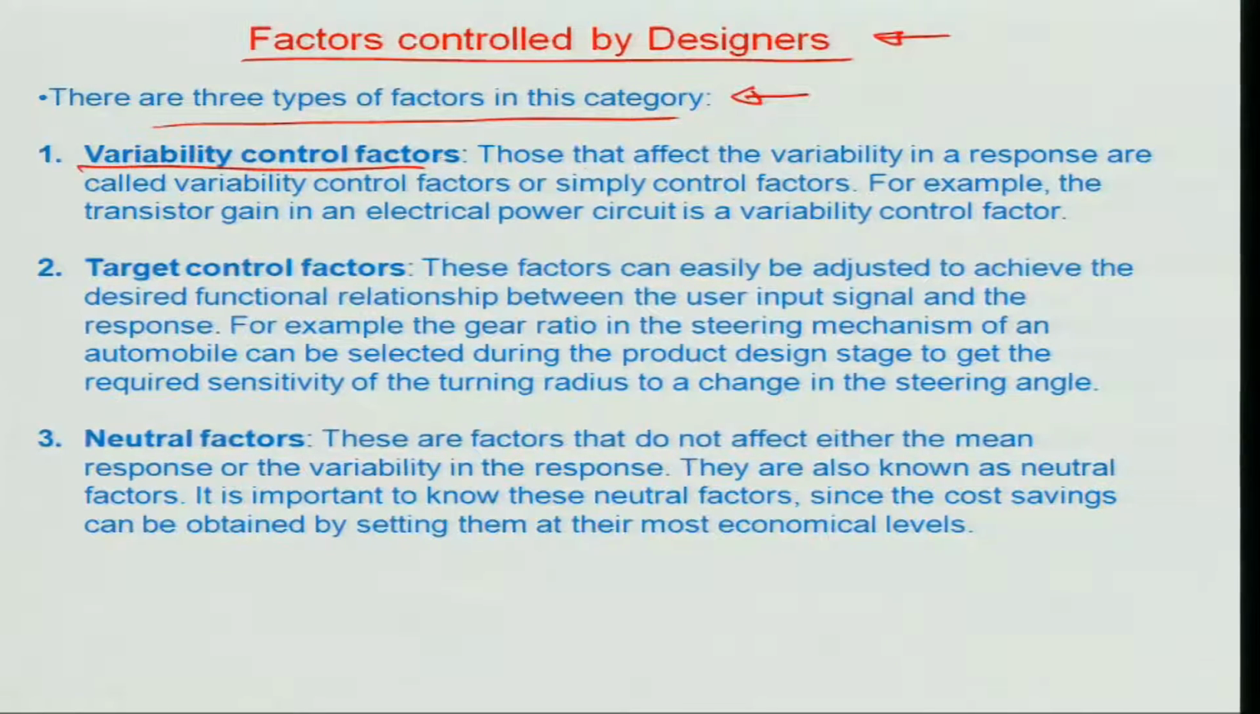Okay, so they affect the variability in the response, and you can simply call them control factors or variability control factors. For example, take a control circuit having a transistor, where the circuit is intended for the transistor as an amplifier. If you increase or decrease the gain voltage, the output response of the transistor is also going to change accordingly. Okay, so if the gain factor is increased, then the output voltage or the response would go high, and it will scan over a different range, and vice versa. Okay. So this is called a variability control factor.